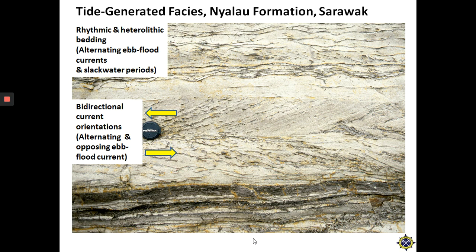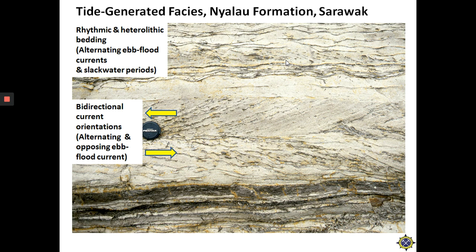If you have herringbone crossbeds, it shows you that there were current reversals, right? So you have two operating current directions, which might represent ebb and flood tides. I'll just end here with this photo of a small exposure in the Nyalau Formation in Sarawak, which has been interpreted as tidal deposits. Why do we say it's tidal deposits? Well, first, you have heterolithic bedding, and these heterolithic beds can be very thick, up to 30 meters thick sometimes in the field.